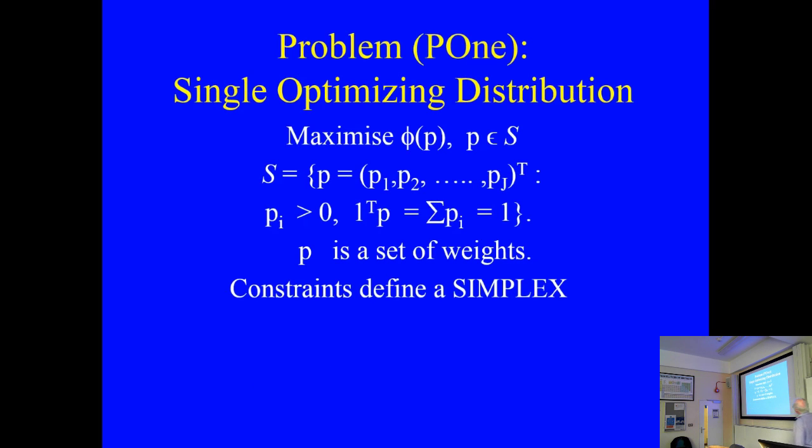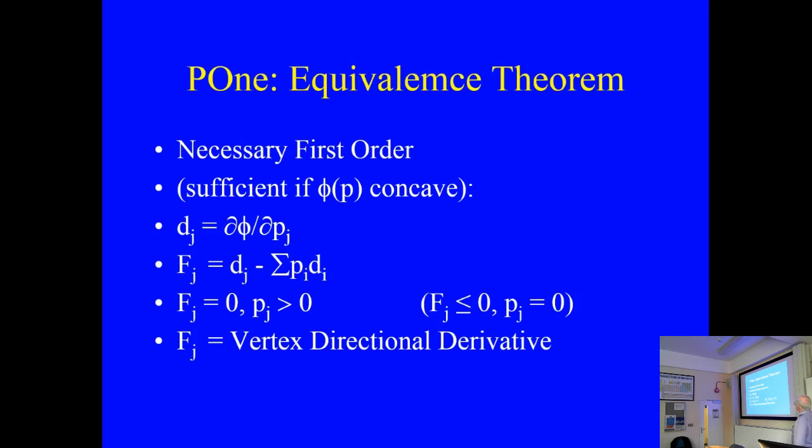So consider the standard optimal design problem, which is a special case of a single linear constraint that the p's should sum to 1. The equivalence theorem states that these terms fj, which is the partial derivative dj minus the sum of pi di term, should be 0 for positive pj, and of course in the design problem there could be 0 pj, and in that case these directional derivatives should be less than or equal to 0. So fj I've called a vertex directional derivative.